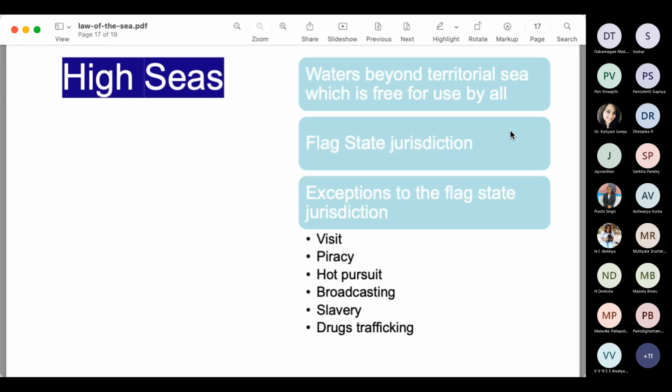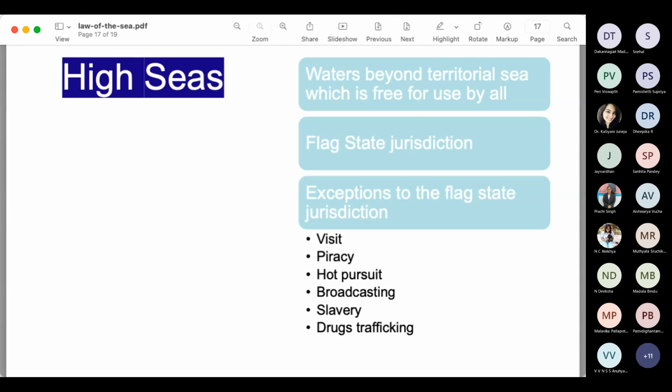Through this freedom, they have freedom of navigation, freedom of overflight, that is, they can fly above the high seas, and also to lay submarine cables and pipelines under the high seas. Also, freedom to construct artificial islands or other installations, and freedom of fishing as well as scientific research. These two are the latest additions: construction of artificial islands as well as freedom of scientific research.